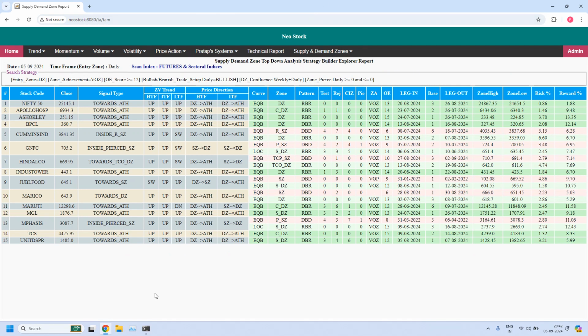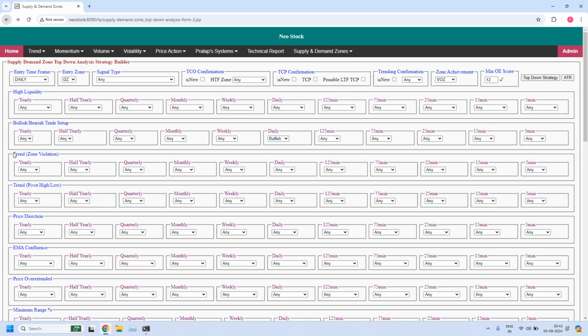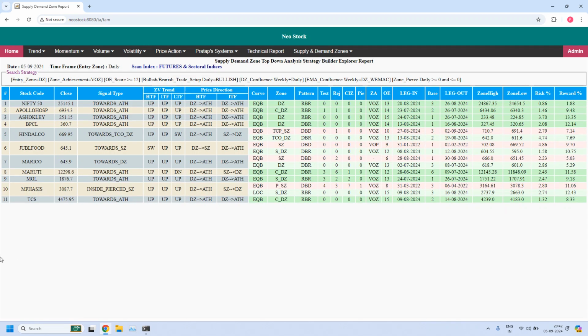If these weekly zones are having weekly EMA confluence, probably it is a high probability trade setup. So what I am doing? So in the weekly time frame, I am enabling a weekly demand zone with weekly EMA confluence. Let's filter. 11 stocks out of 15 are having a weekly EMA confluence and also weekly trend is uptrend.